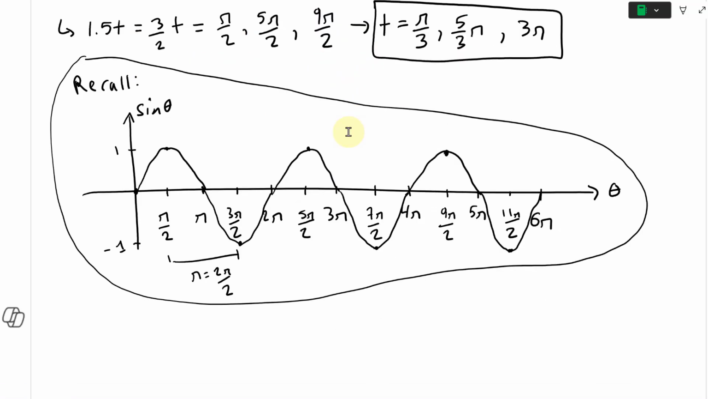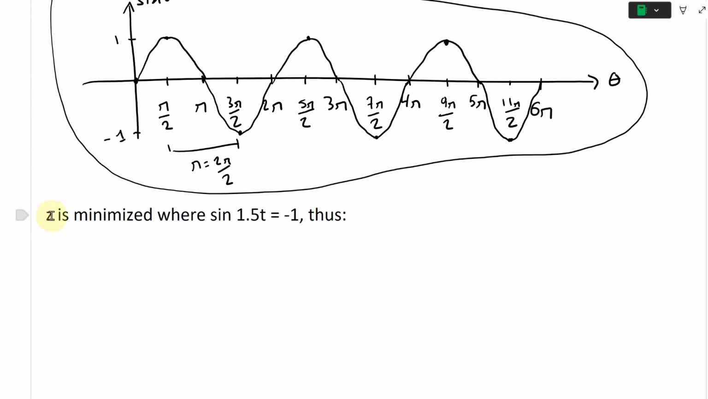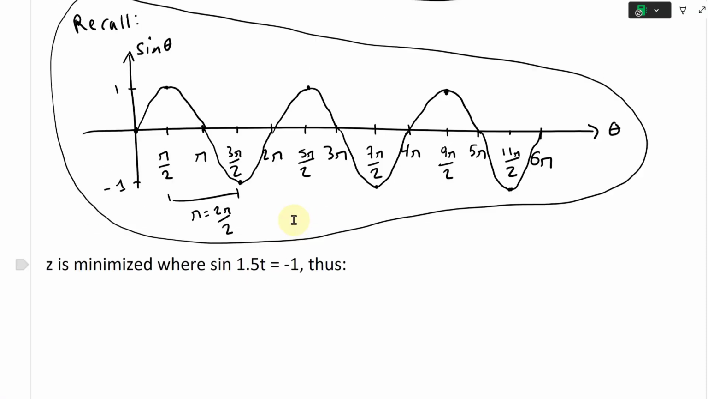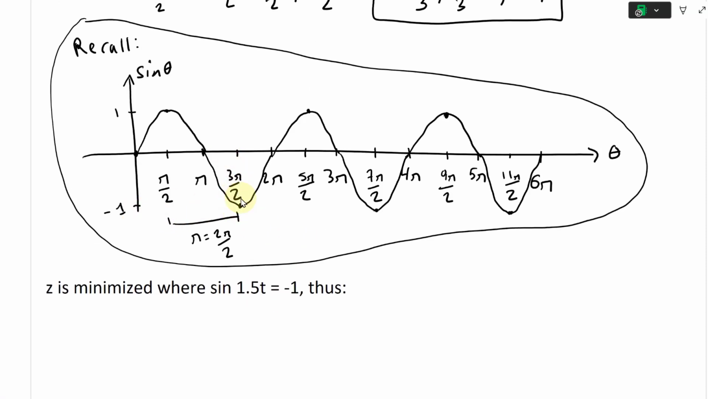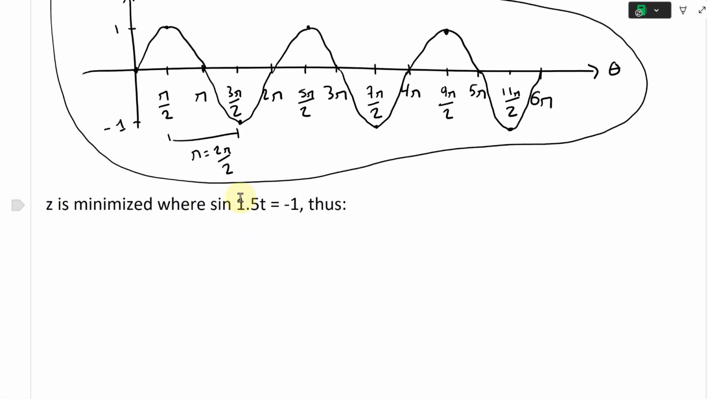And now the minimums. When we look at the minimums, z is going to be minimized where sine of 1.5t is going to be the smallest, in other words, -1. And that's going to be at this right here. So we're going to write this as 1.5t, which equals 3/2 t, equals to the minimums are going to be at 3 pi/2. So right here, here, and here. Those are all the minimums.